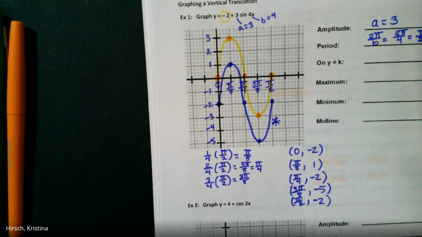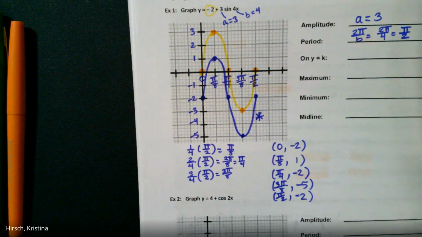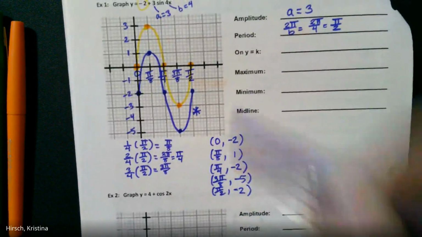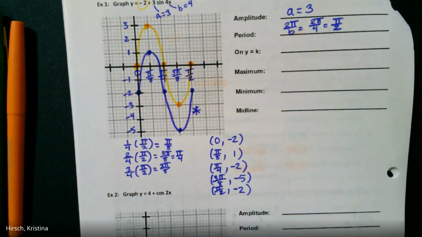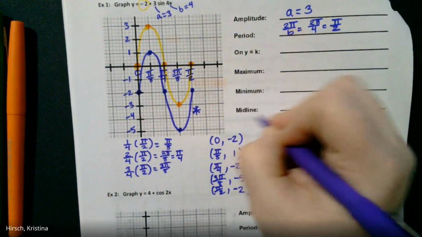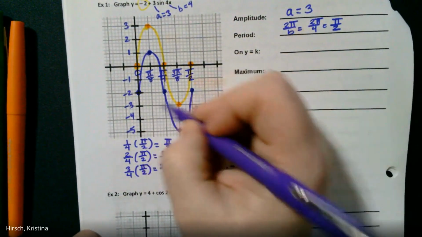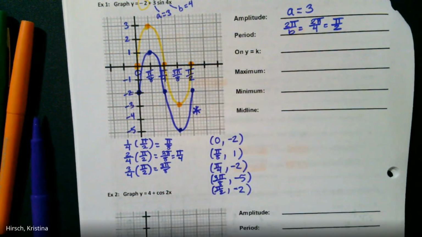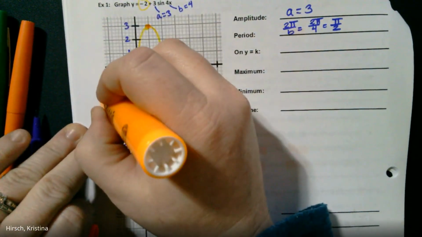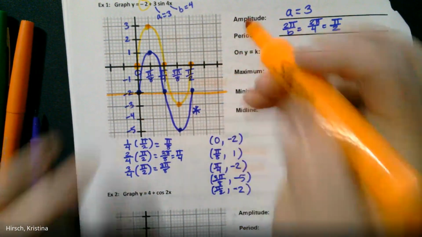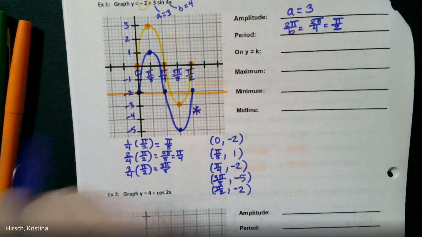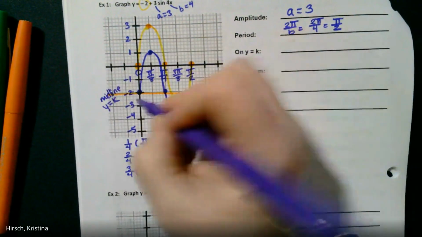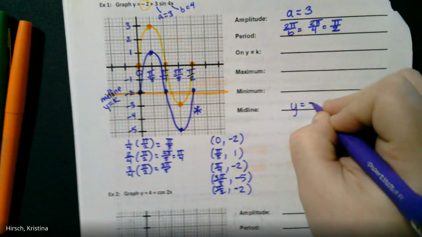All right, so now it wants to know some other things. So, what are the values on y equals k? Now, the y equals k, this is your midline, okay? The midline is right here. It's y equals -2, okay? So, y equals -2. That's your midline. And that's y equals k, which in this case is y equals -2.